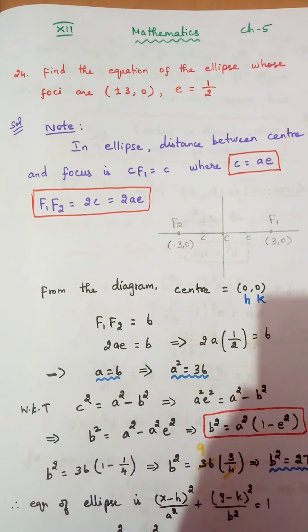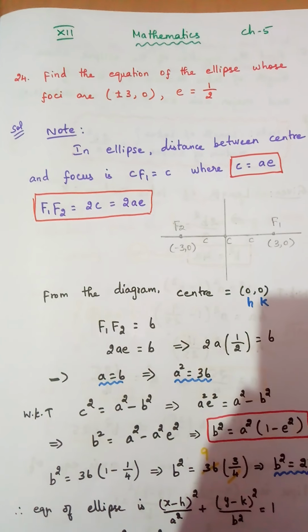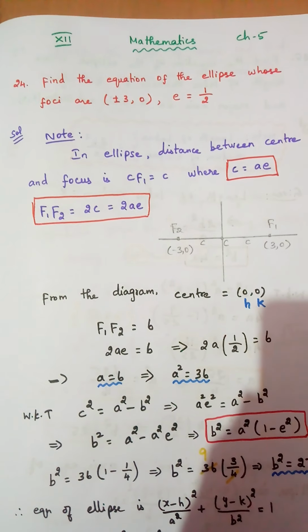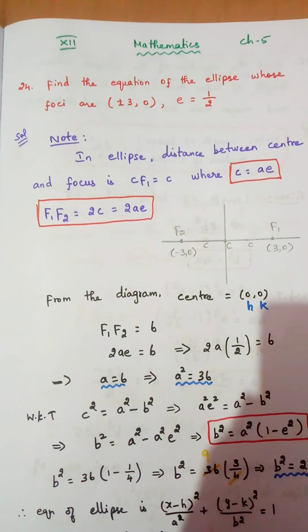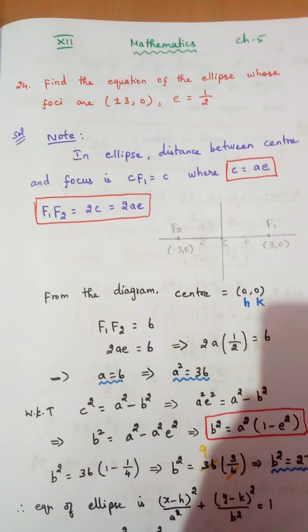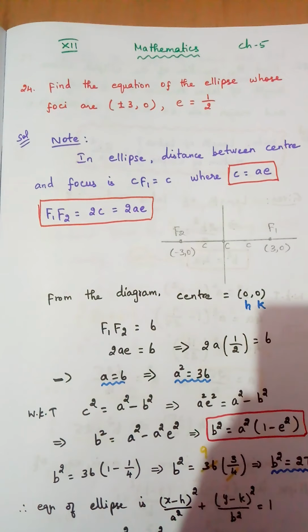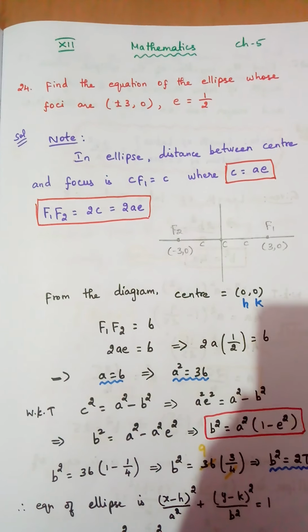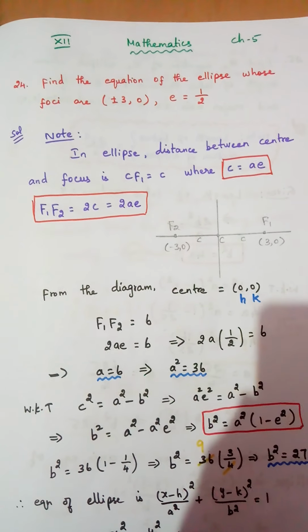Good evening, children. I hope you have thoroughly gone through the formulas related to both types of ellipse. What are the types? Standard form and non-standard form. So in ellipse, we will see a few problems. If you are thorough with all the formulas, I hope that you will understand these problems very well.